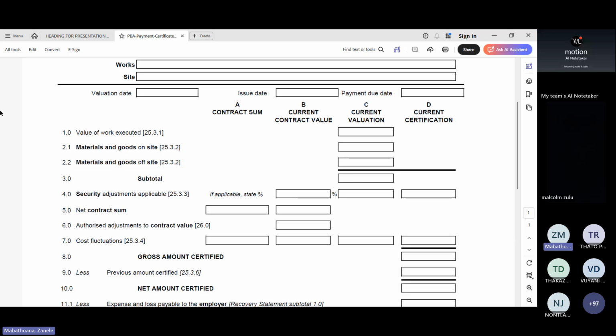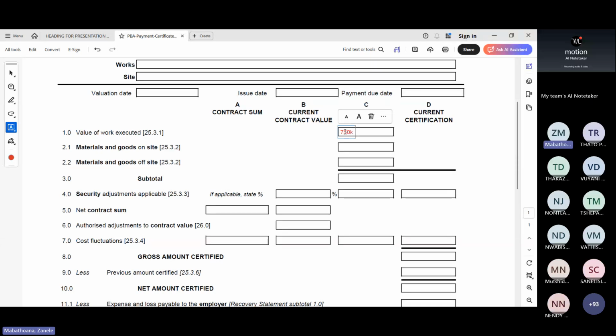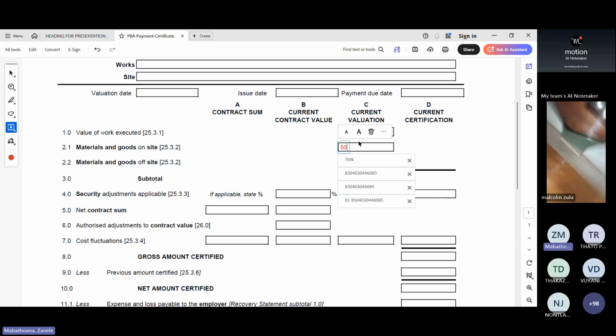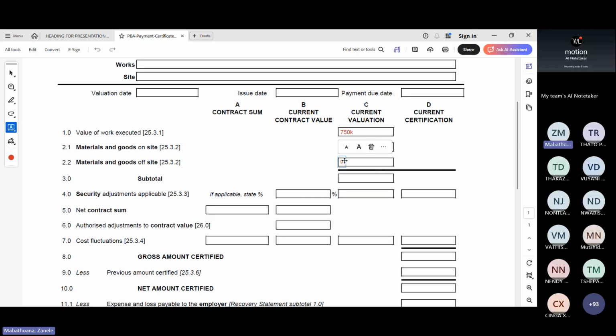Maybe I should write, instead of speaking. I do this every year, so it's easy for me to remember. But if you haven't, then you have 50K here, which is your material on site. So the bags of cement there, you've counted, right? Here, we're not paying for any material off site, nothing. So now we have 800K, okay?